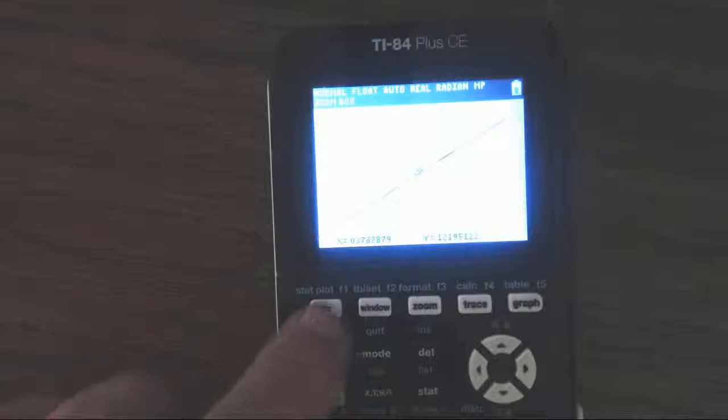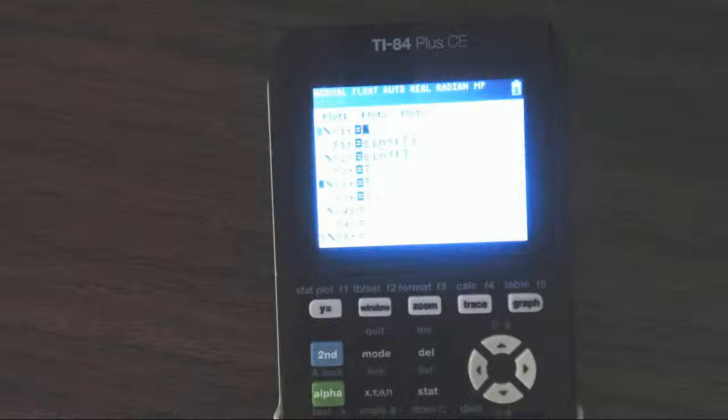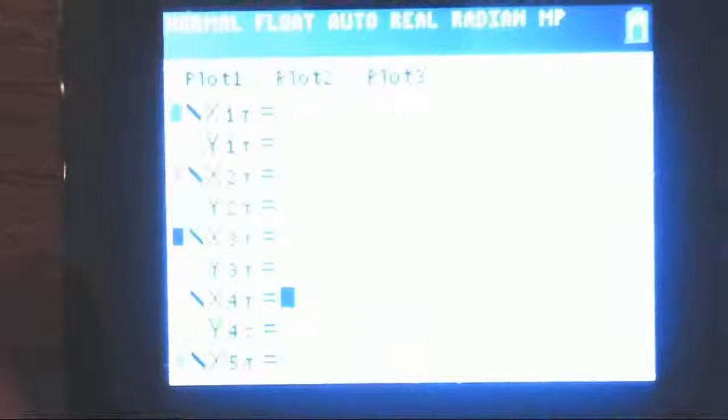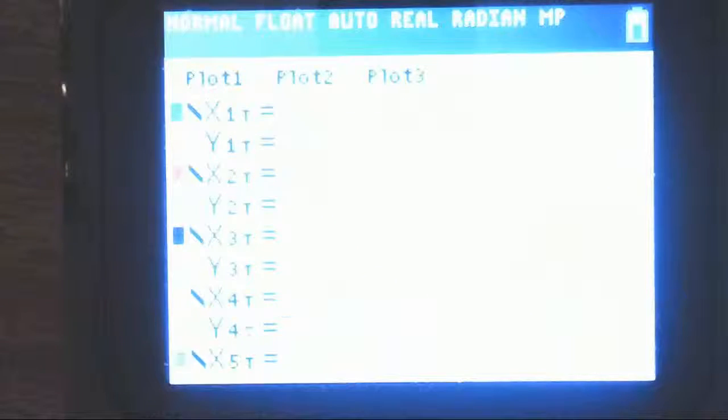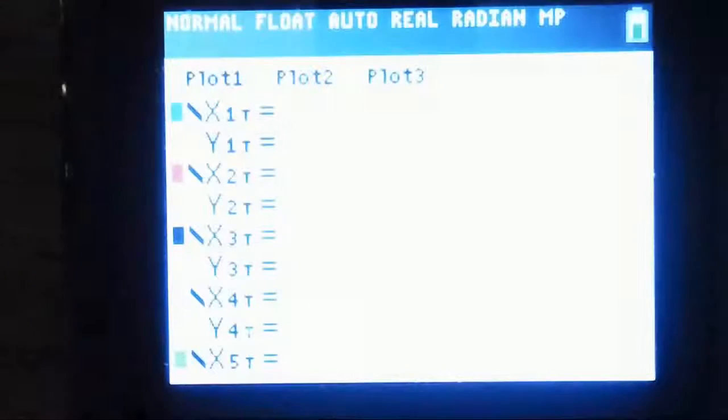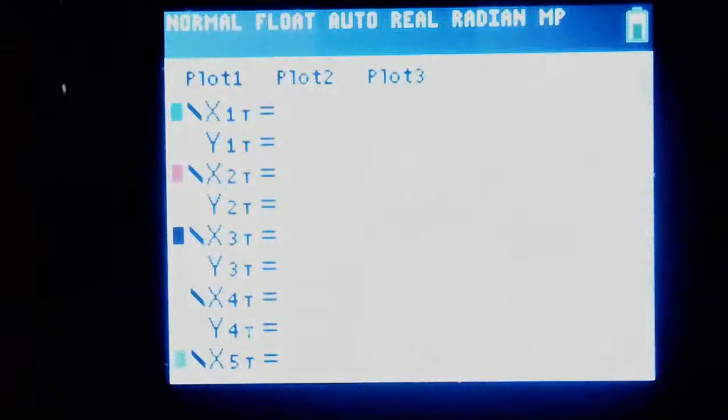So I'm going to go into my y equals. As I zoom, I want to clear a few things out here and get ready to talk about these. I'm going to get this to a point where we can see it. So let's go zoom. Let's get in on this one. And let's see how we can do here. If I turn my brightness down, there we go.